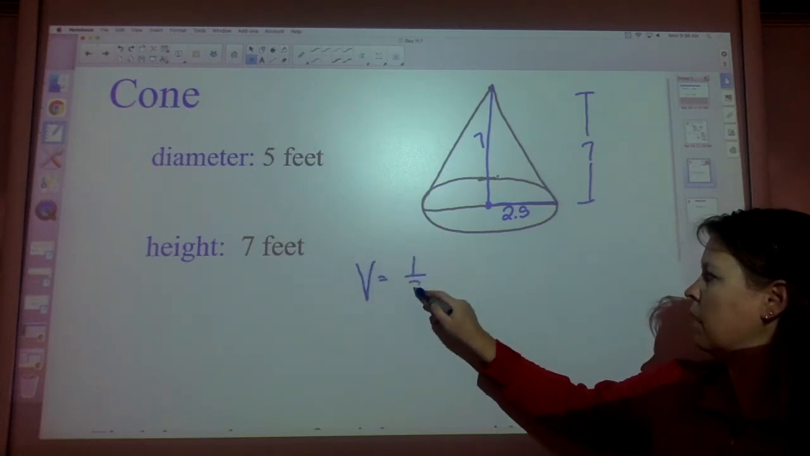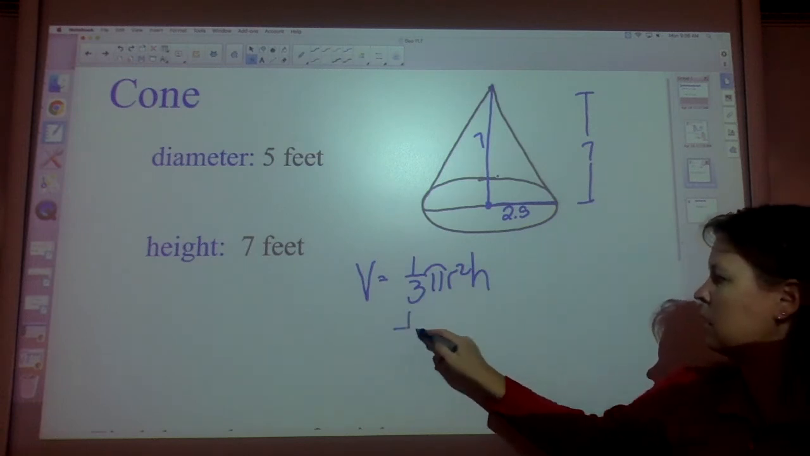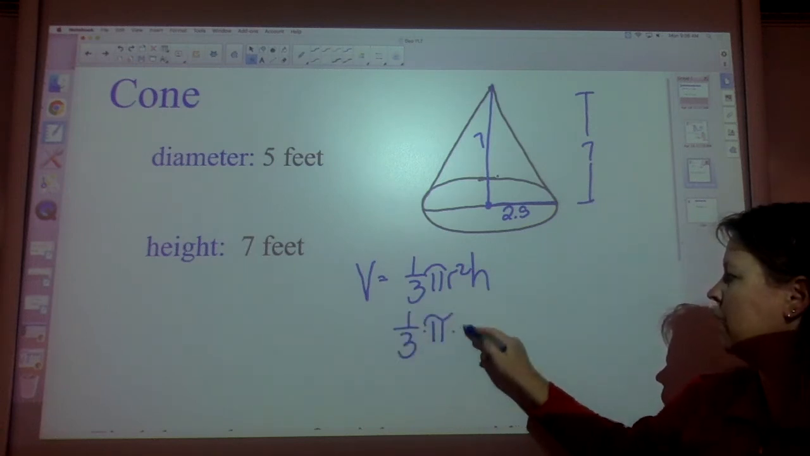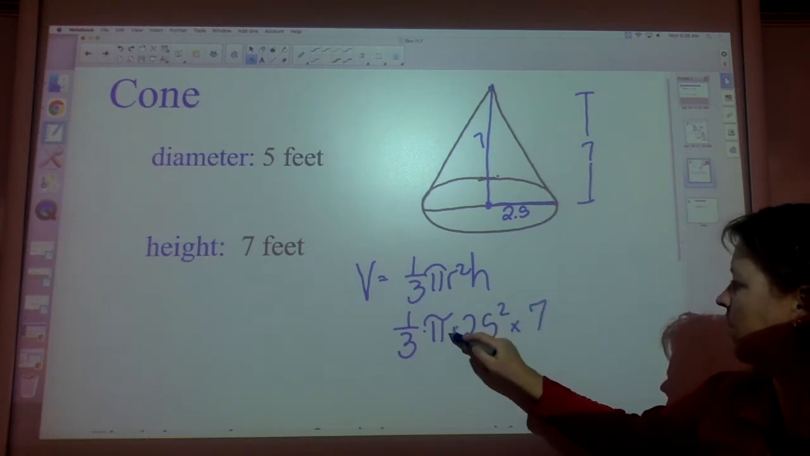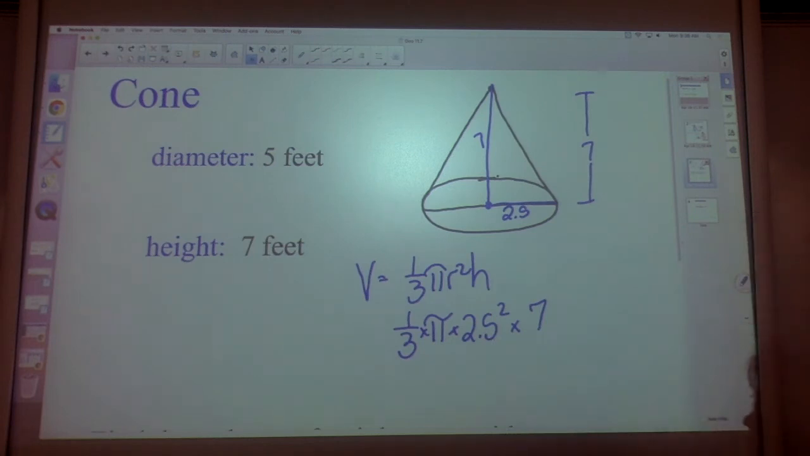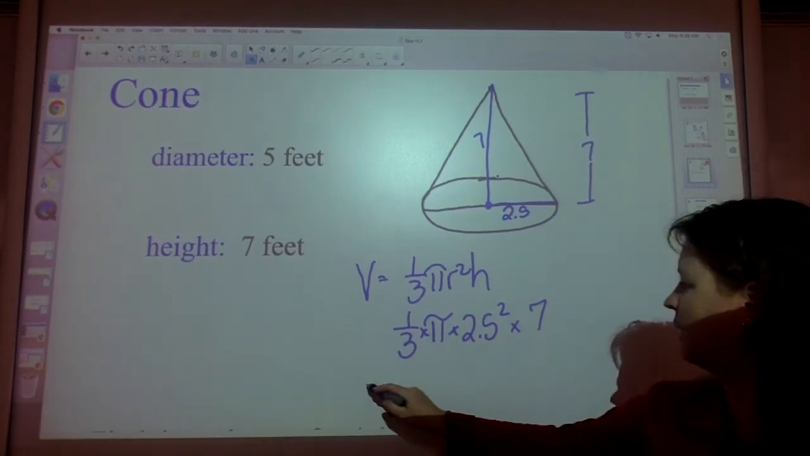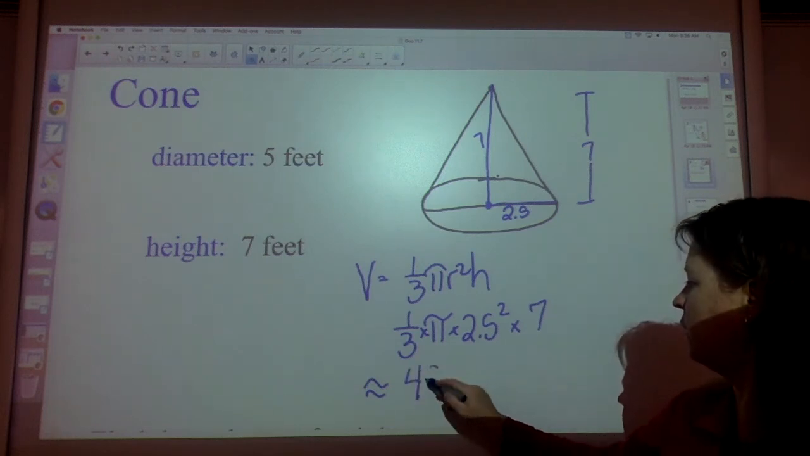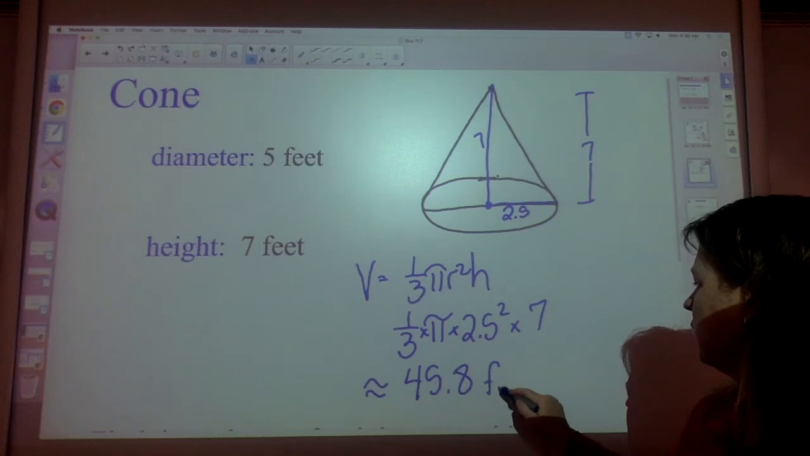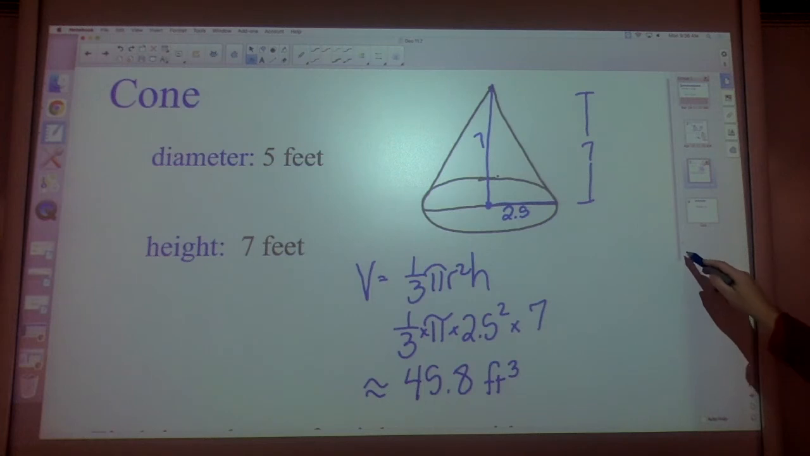Volume of a cone is 1/3 pi r squared h, h being the height of the cone. So we want 1/3 times pi times 2.5 squared times 7. I'm going to turn these into x's because I have a decimal point there. Let's not make a mess out of that and try to turn it all into a fraction. Let's just go with the approximate answer. To the nearest tenth is 45.8 cubic feet.